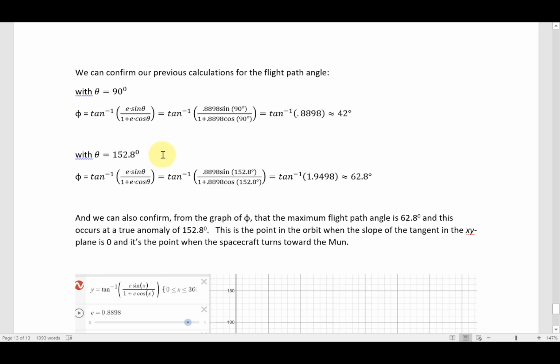And at that point, 152.8, where we were at the turning point in the path, when the velocity was horizontal in the xy plane, at an angle of 152.8, we're going to do the tan inverse of about 1.9498. That's about 62.8. That's exactly what I calculated directly in that particular example, just based on the geometry of the situation. And we can confirm now that that 62.8 was basically the maximum in the model. I know it hit about 63 in the game, but that's because I didn't have exactly the same eccentricity.